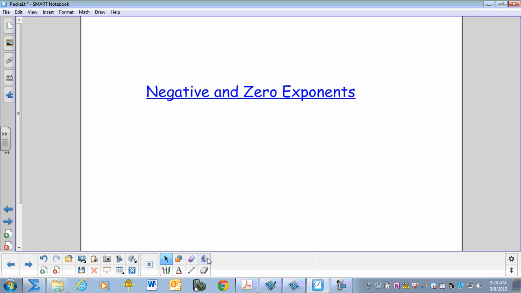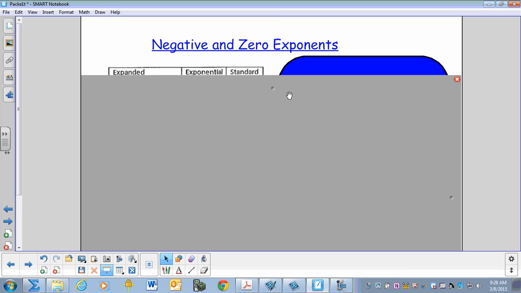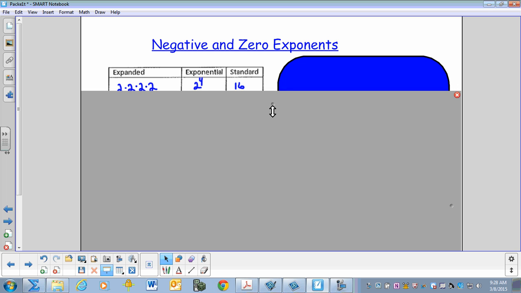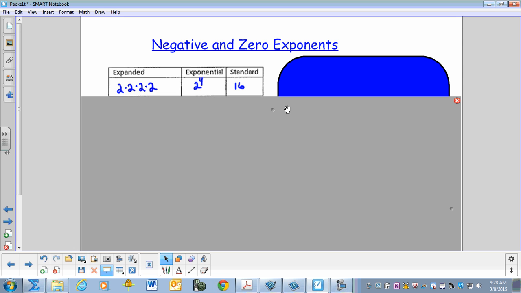Negative and zero exponents. Numbers can be written in different forms. They can be written in an expanded form, an exponential form, and in standard form. 2 times 2 times 2 times 2 is an expanded form. The exponential form is 2 to the fourth. The standard form is 16.